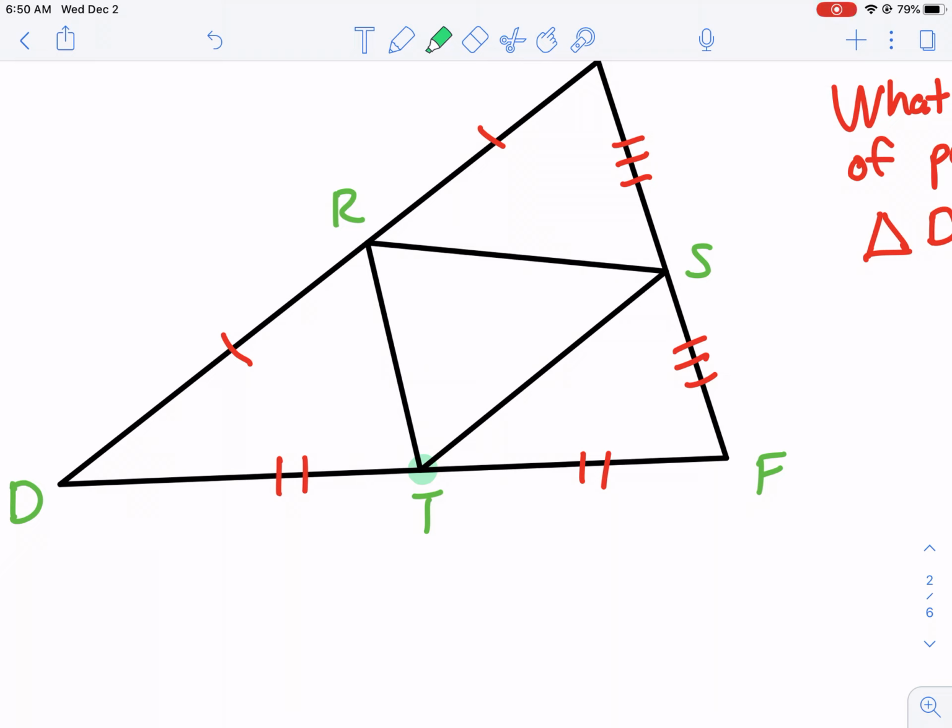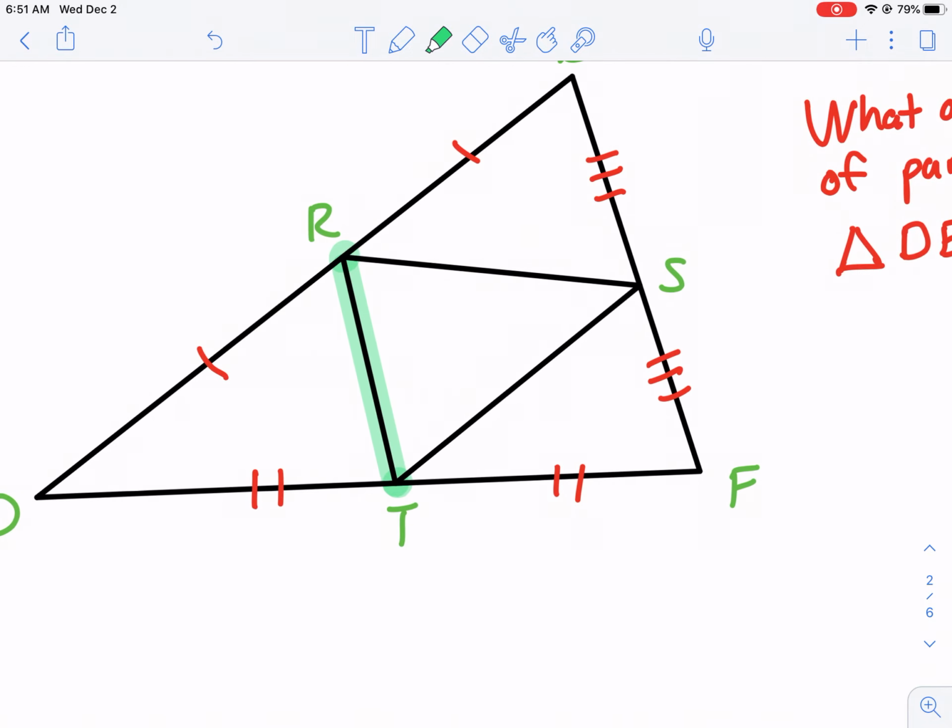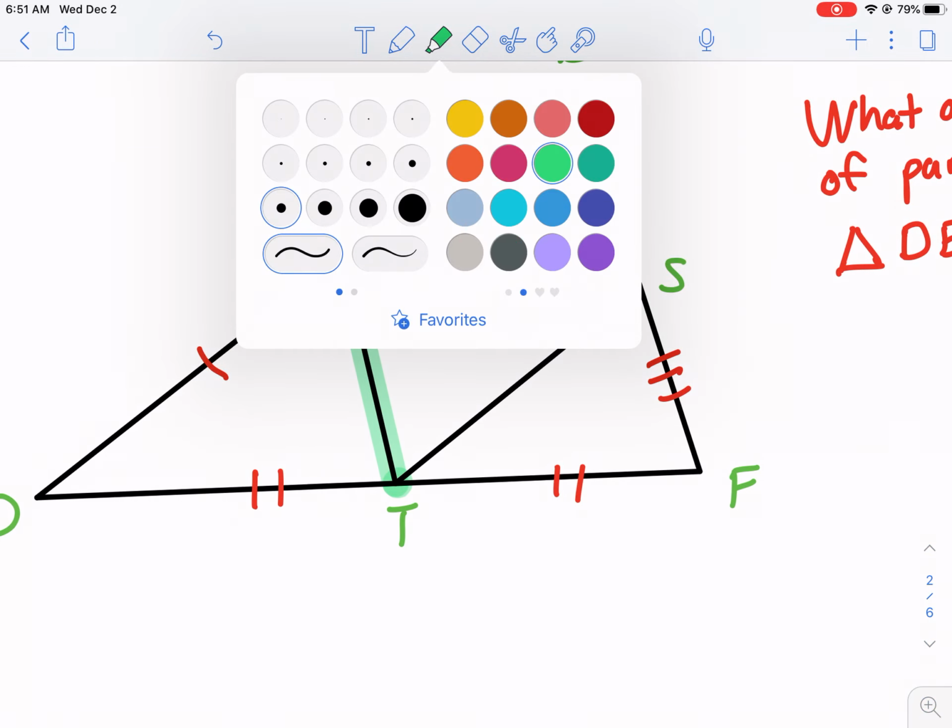And does it connect to another midpoint? Remember, we have to go from midpoint to midpoint. So if this travels and gets to another midpoint, then that could be considered a mid-segment. And it does. If we look here, we have this and this, which signifies another midpoint because these two segments are congruent. So we know we're good there. We have a mid-segment. Let's change color here.